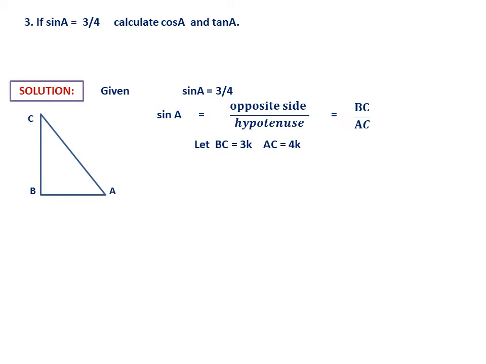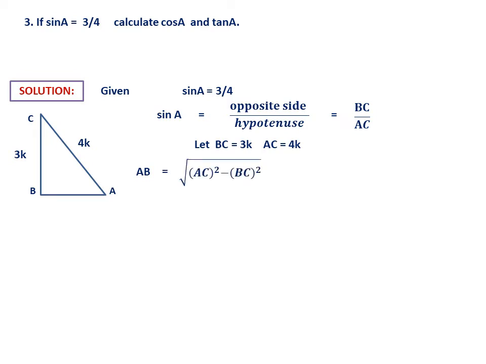Therefore, BC we have to take 3K and AC we have to take 4K. So, this is the condition. BC is the opposite side, that is 3K, and AC is the hypotenuse, that is 4K. Now, using this, we have to find AB. So, what is AB now?